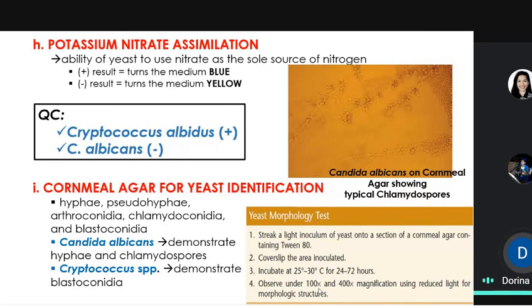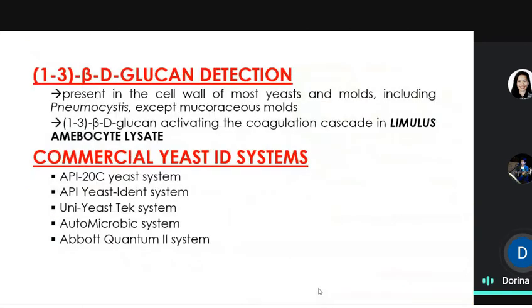Diba sabi nga kanina natin, there are some agars that would enhance or help in the production of the different structures ng ating fungi. So the Candida albicans, if you grow it on cornmeal agar, it will be able to demonstrate now the hyphae and the chlamydospore, whereas yung sa Cryptococcus, you will be able to see the blastoconidia or the budding yeast cell.